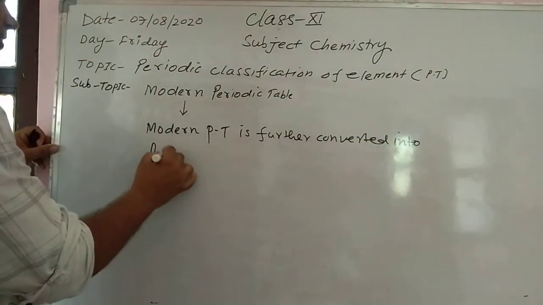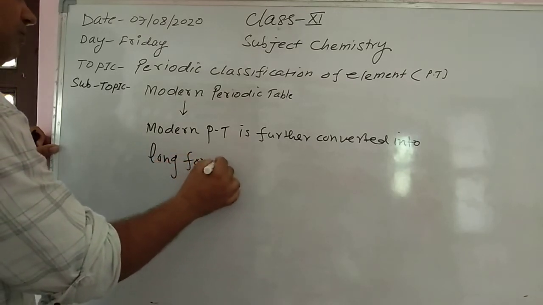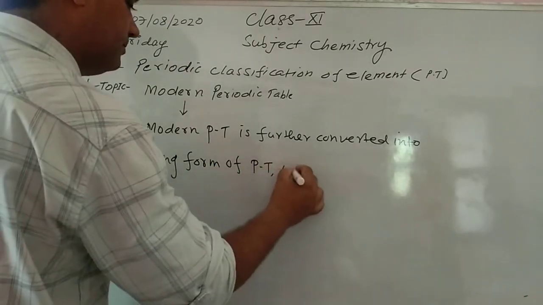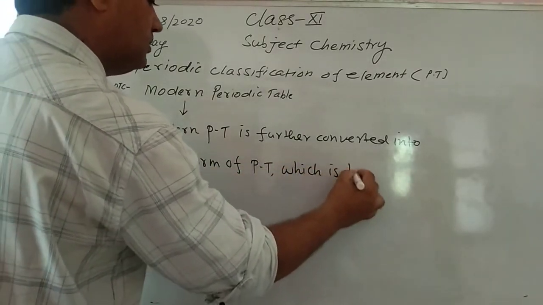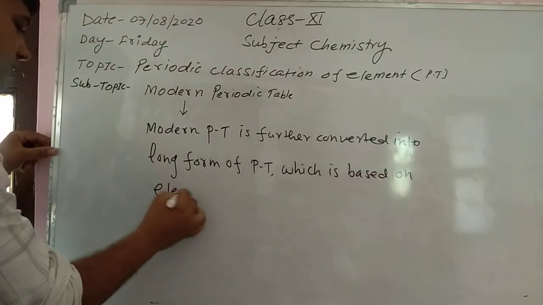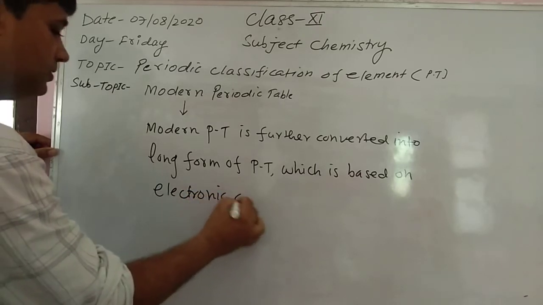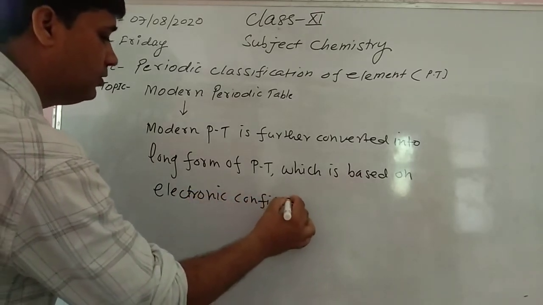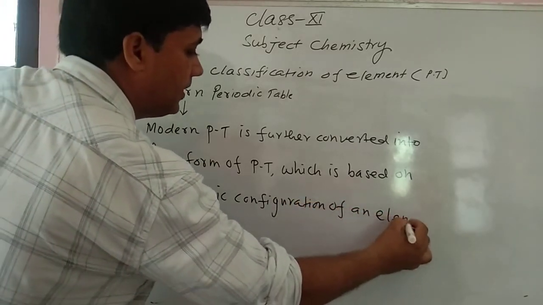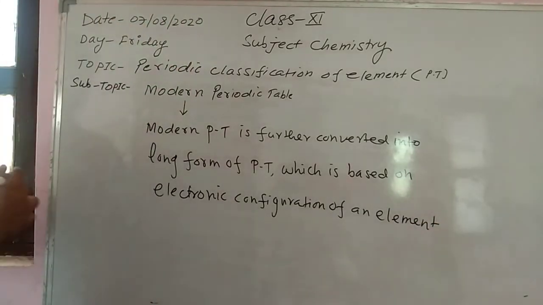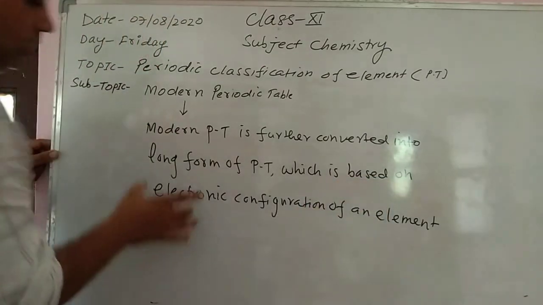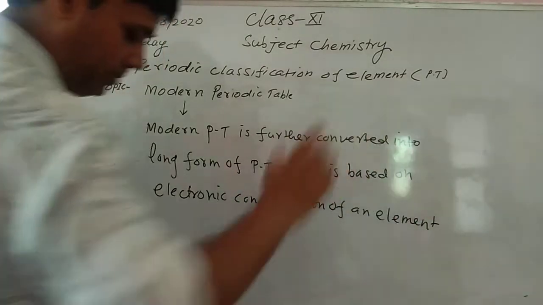The modern periodic table is further converted into the long form of the periodic table, which is based on the electronic configuration of an element.